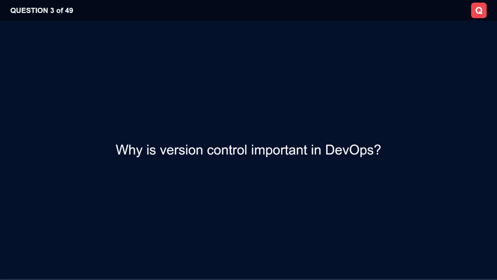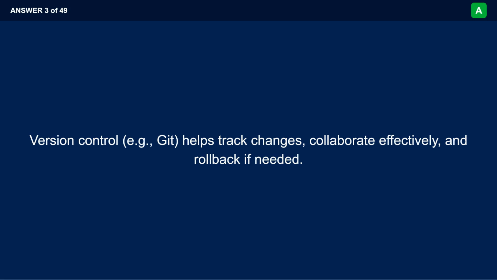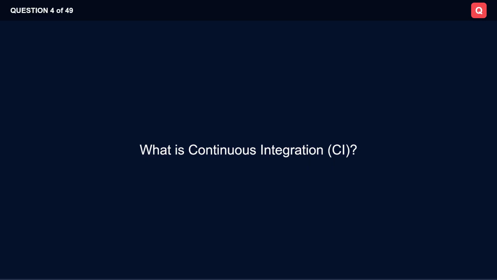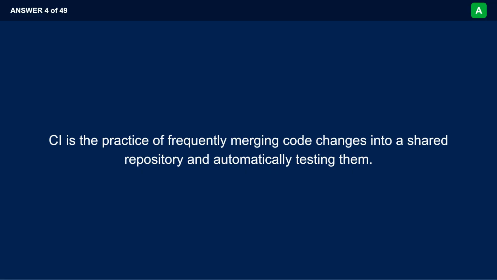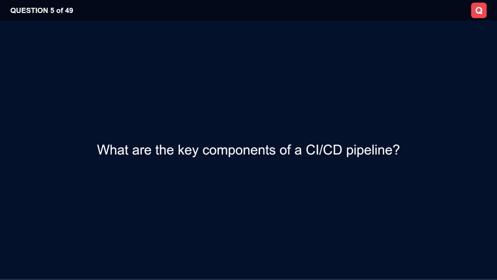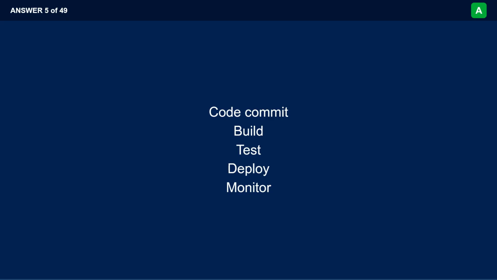Why is version control important in DevOps? Version control, e.g., Git, helps track changes, collaborate effectively, and roll back if needed. What is continuous integration, CI? CI is the practice of frequently merging code changes into a shared repository and automatically testing them. What are the key components of a CI/CD pipeline? Code, commit, build, test, deploy, monitor.